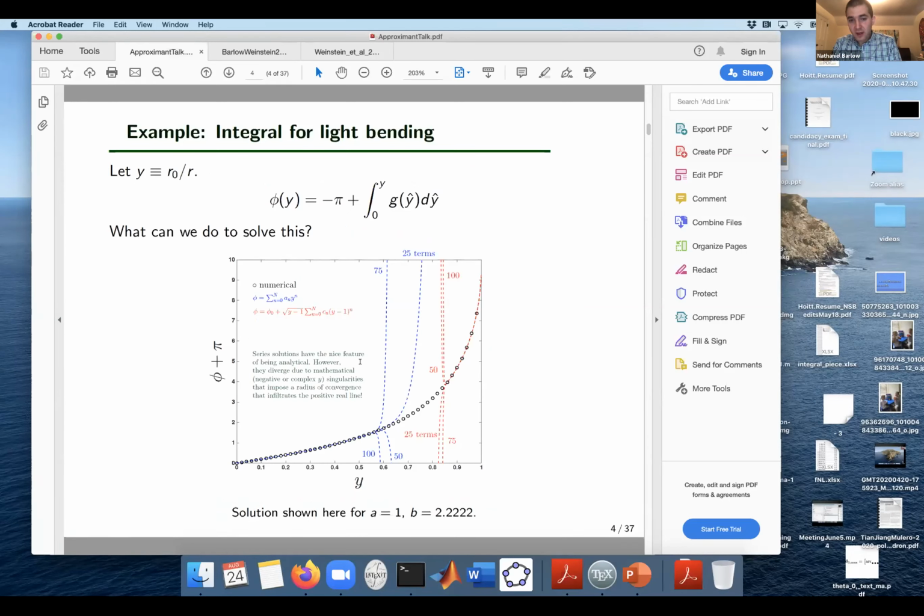And so here is the numerical solution for this problem. The circles, the symbols, are the numerical solution. And we've collapsed the problem onto different variables here. Phi here is the angle of the light with respect to the black hole, but y is defined as the closest approach radius divided by the radial distance away. I'll go back to the picture here so you can see that.